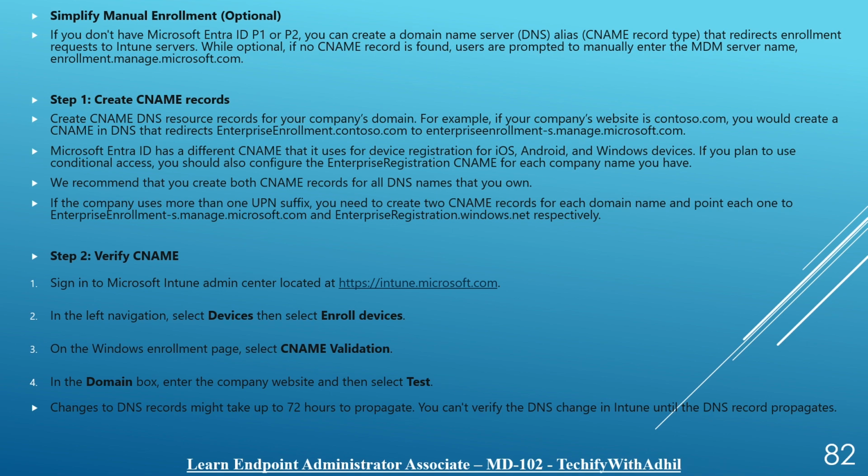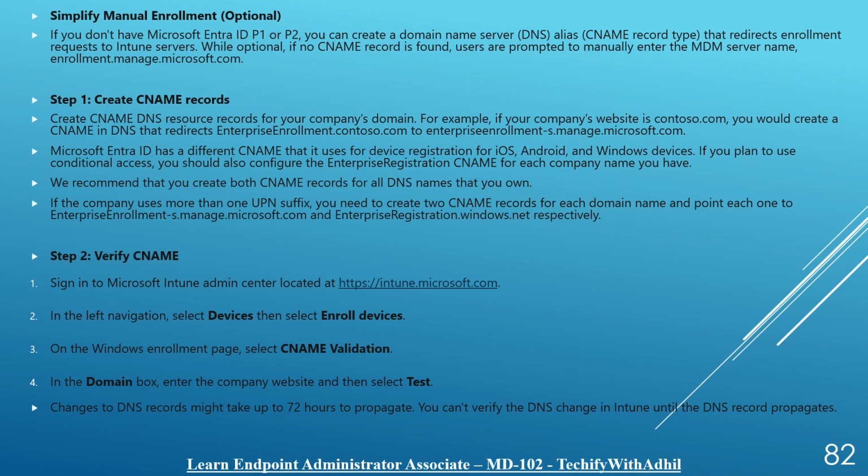If you plan to use conditional access, you should also configure the enterprise registration CNAME for each company name you have. We recommend that you create both CNAME records for all DNS names that you own. If the company uses more than one UPN suffix, you need to create two CNAME records for each domain name and point each one to enterpriseenrollment-s.manage.microsoft.com and enterpriseregistration.windows.net respectively.